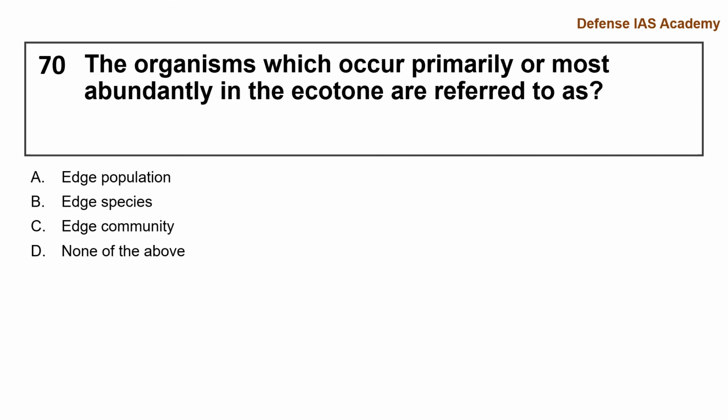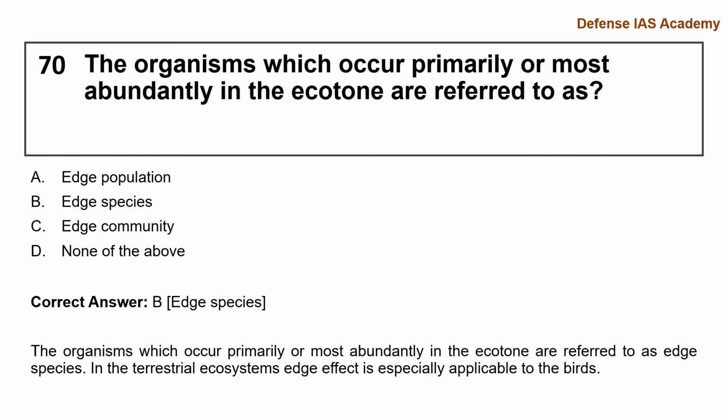Question number 70. The organisms which occur primarily or most abundantly in the ecotone are referred to as dash. The correct answer is option B, edge species. The organisms which occur primarily or most abundantly in the ecotone are referred to as edge species. In the terrestrial ecosystem, the edge effect is especially applicable to birds.